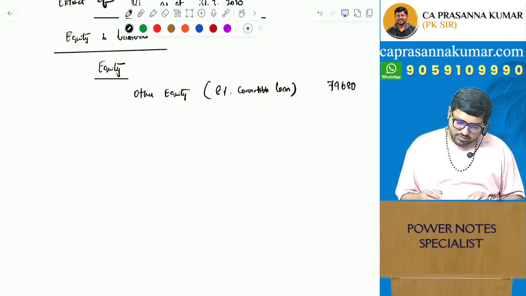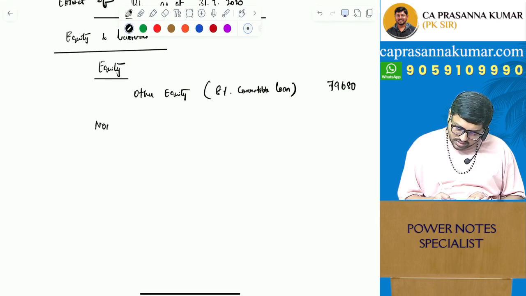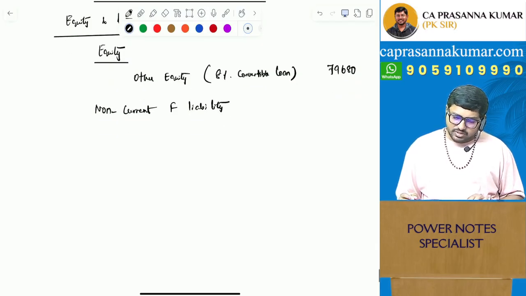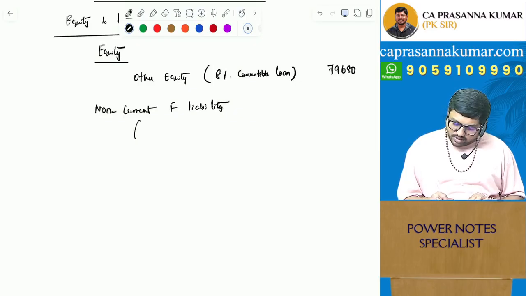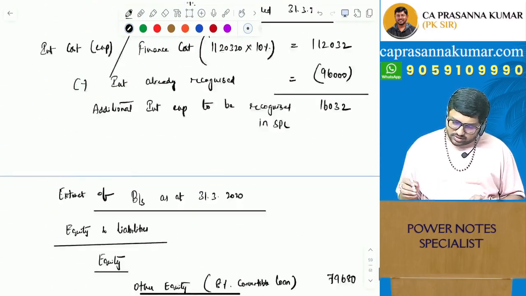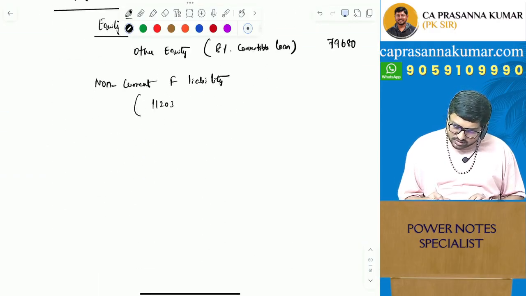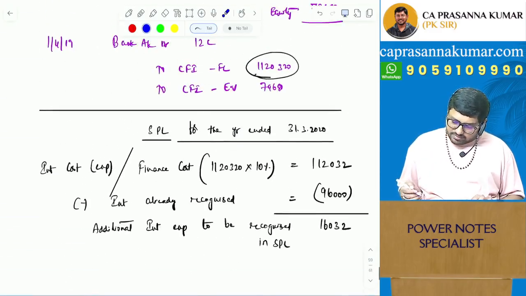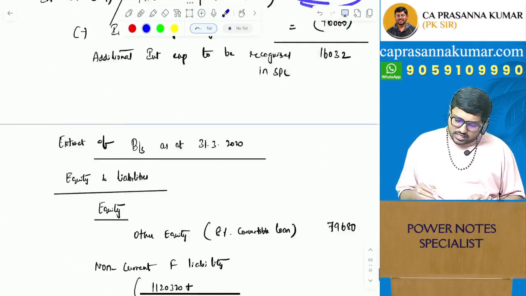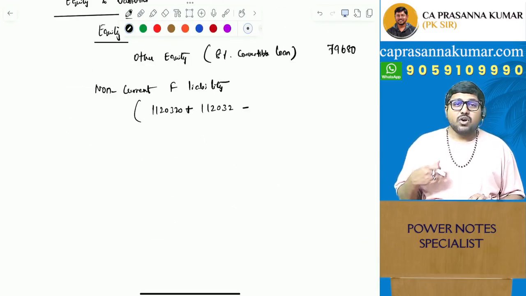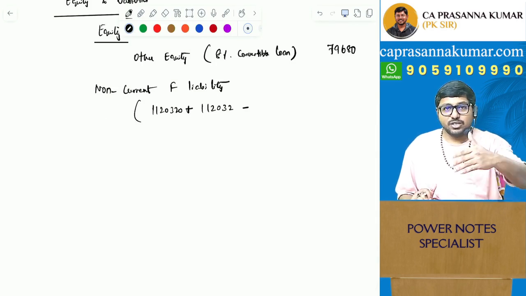Then what about financial liability? Yes. Non-current financial liability, which is nothing but 8% convertible loan, right? How much will be the value at which you'll show in the balance sheet? Pretty simple. Initial value is 11,20,320. For that, you will be adding our own interest expense, which is 10%. 10% interest expense is how much? 1,12,032.